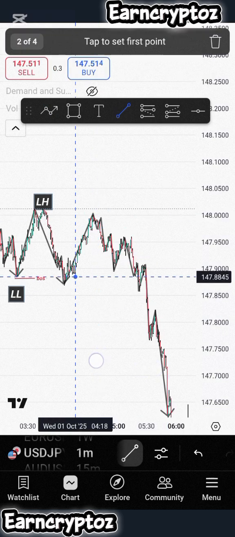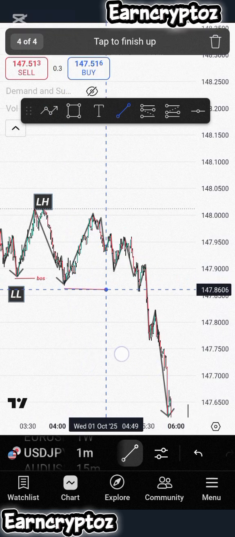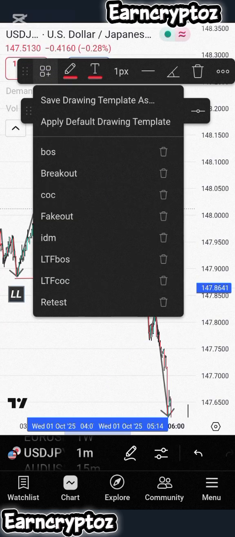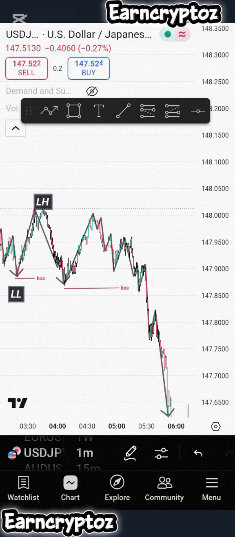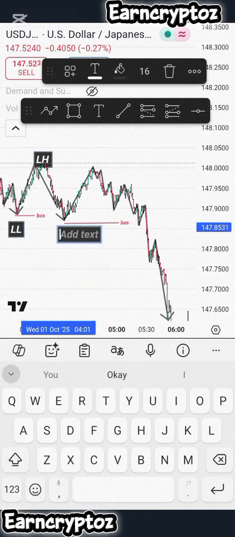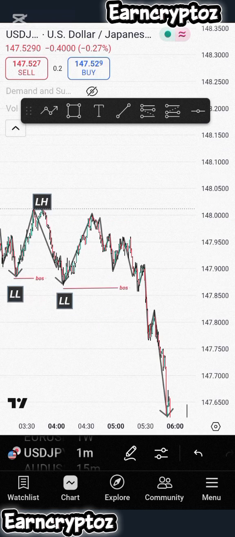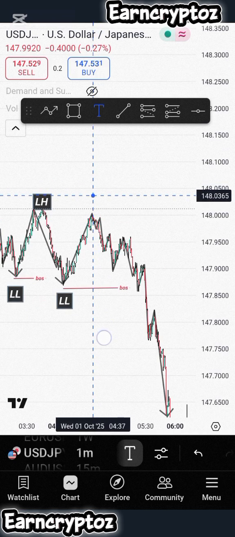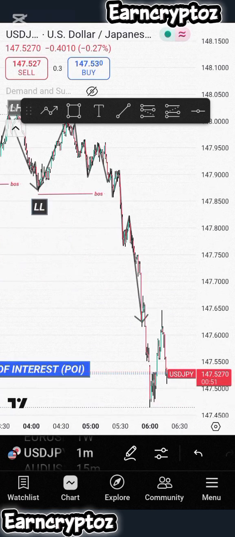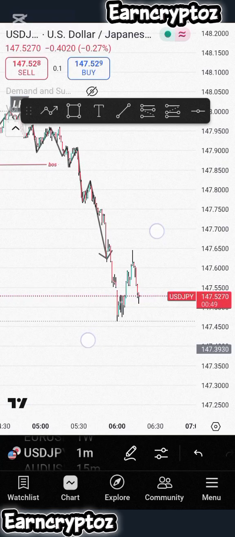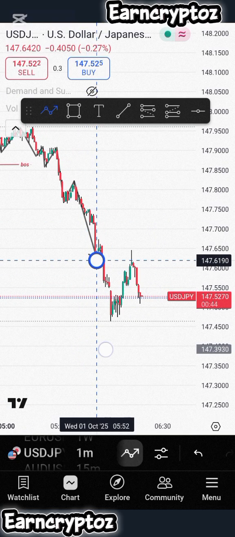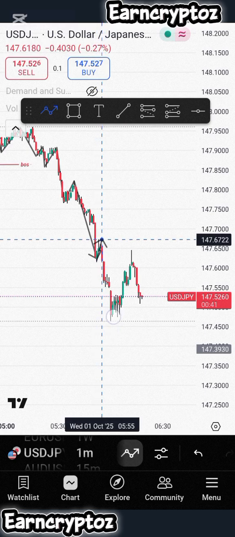Okay, so this is another break of structure happening right here. And then this is our lower low again, and lower high right here. Okay, so as you can see, the trend continued. Okay, the impulsive move continued up until this point.